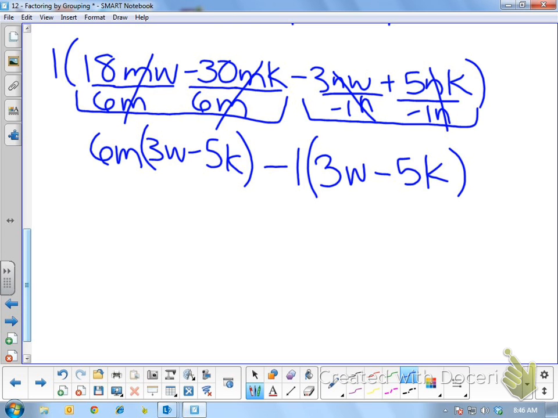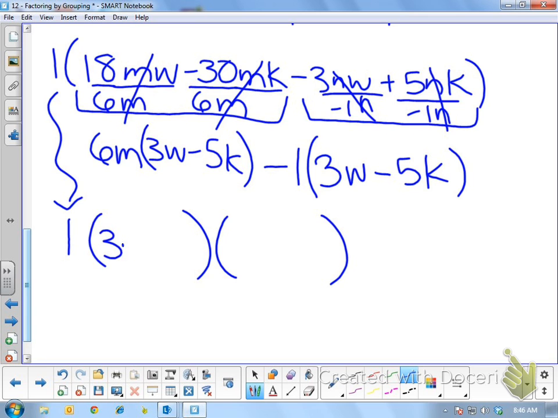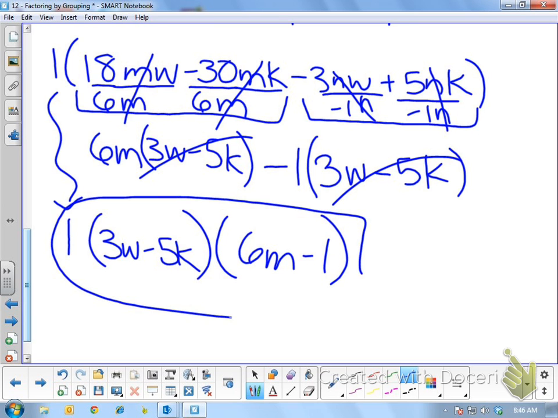So now we write our final answer. Our final answer is going to have that greatest common factor out front. Still just have 2 parentheses. What went in the first parenthesis? 3W minus 5K, the one that repeated. We only write it one time. Then what do I put in the second parenthesis? 6M minus 1. Everything that was left after we canceled out.